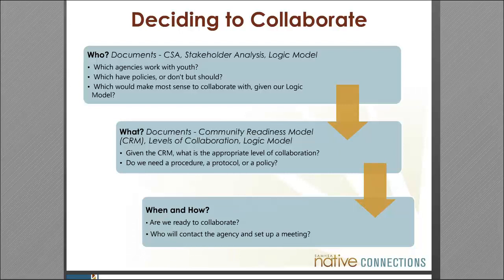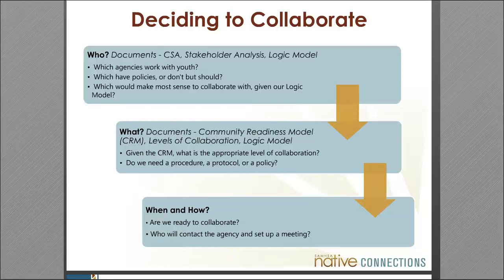And so when you're looking at it from this perspective, like you see on the slide, you're going to start deciding who should be involved here. Who are the agencies that work with youth? What documents will you be needing? Which policies are out there, or which are not there that you need to develop? What makes most sense to do? How are you going to collaborate? And again, this is where filling out one of the logic models will really help you find your answers to some of these questions. What documents are you going to need?